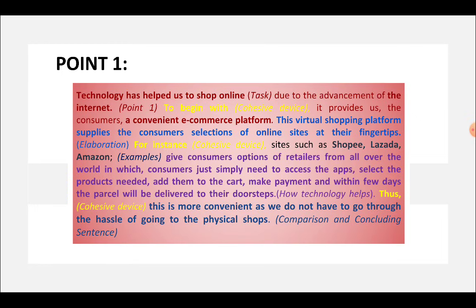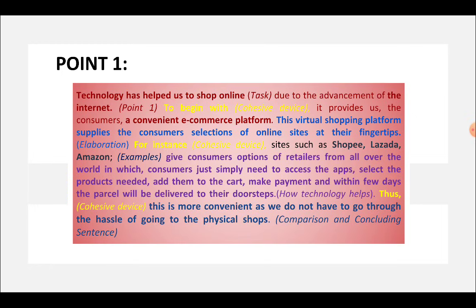Just like the previous slide, we still begin with technology has helped us to shop online. Mention the point: due to the advancement of the internet. Okay, so to begin with, it provides us, the consumers, a convenient e-commerce platform. So this is a further elaboration on the point given. This virtual shopping platform supplies the consumers selections of online sites at their fingertips. Sites such as Shopee, Lazada, Amazon give consumers options of retailers from all over the world.